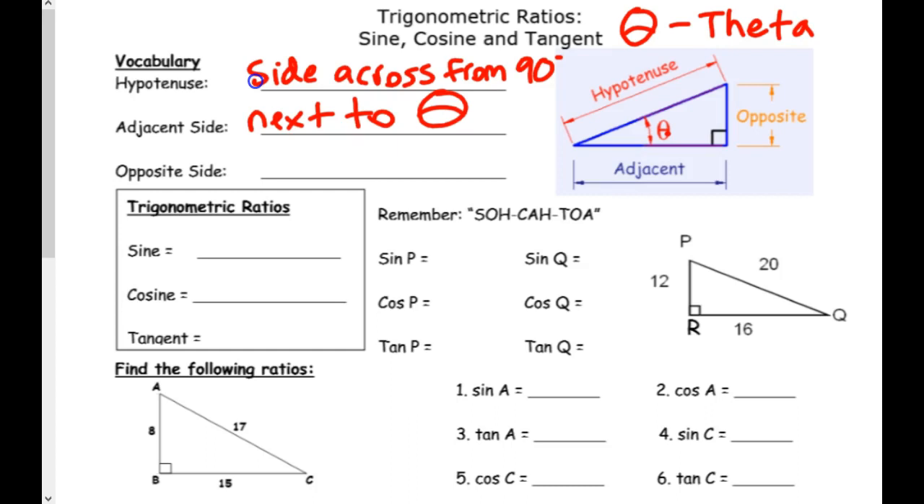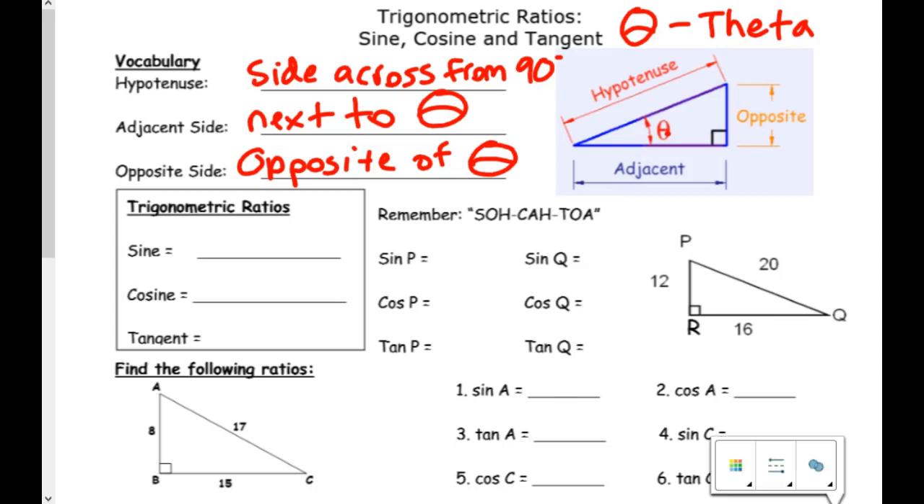All right, opposite side is, spoiler alert, opposite. So you get the idea. Opposite of what? Of theta. So those are your three sides that we're going to use, and so we need to know the ratios. Now, we need to be able to write kind of small here. So let's do that.